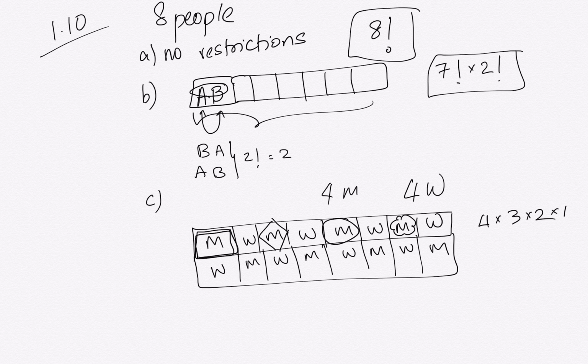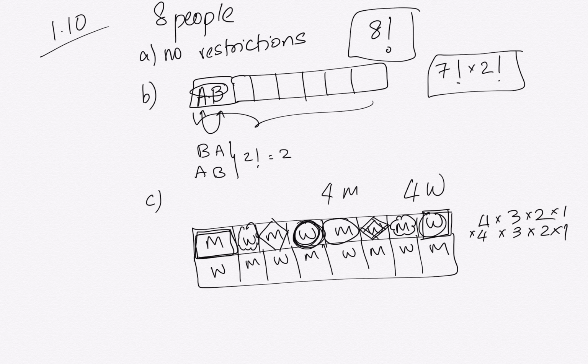Same. How many choices for the first spot? First spot, there's 4. How many choices for the second spot? There's 3. How many choices for the third spot? There's 2. And how many choices for the last spot? There's 1. So that's another 4 times 3 times 2 times 1. So you've arranged the men, then you've arranged the women. It's a multi-stage experiment, so you need to multiply it.